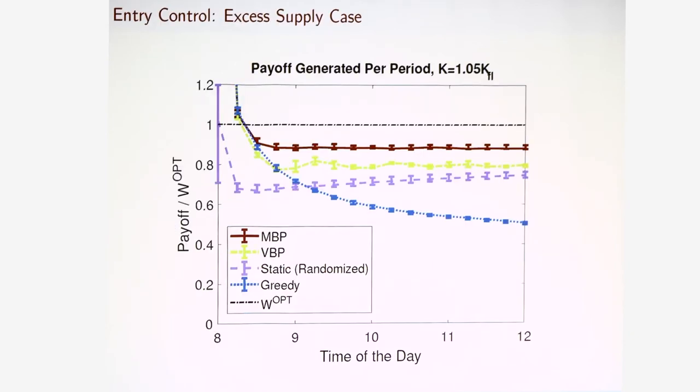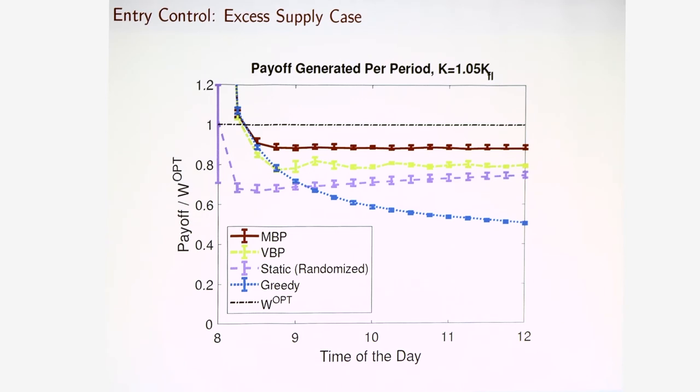And here's the performance of different policies. The x-axis is the time of the day from 8 a.m. to 12 p.m. The y-axis is the performance normalized by the steady state benchmark. Okay? So the red line is mirror backpressure, which is over 90% of the steady state benchmark. The green line is the vanilla version of backpressure, which obtains approximately 80% of the benchmark.